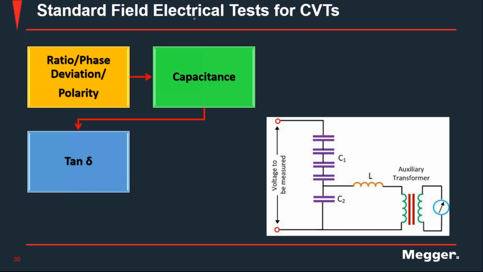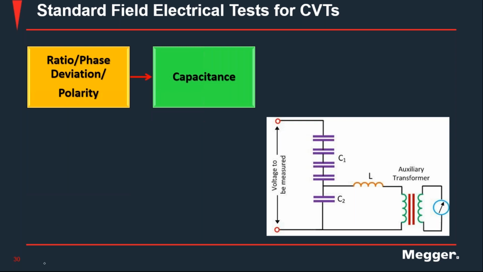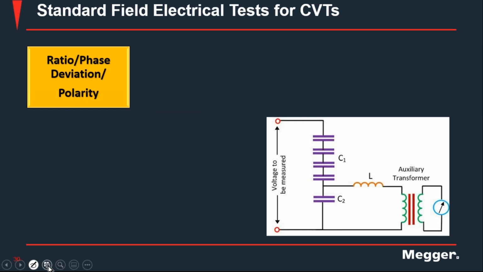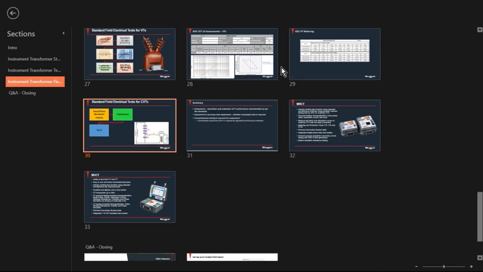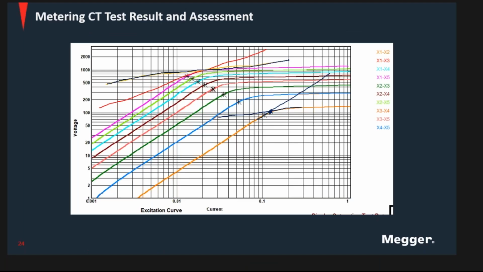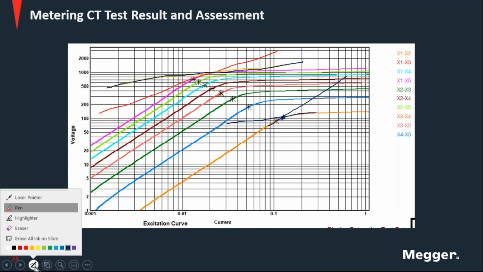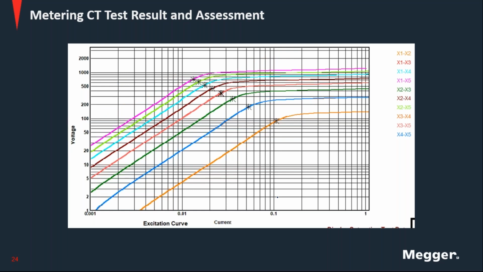Once you get your knee points from your measurements, you want to make sure you are operating within the linear performance of that CT. If you can help me show a saturation curve, what we're looking at again is to make sure that whatever our operating conditions are, we are within the linearity of that instrument transformer. Of course, to make sure that whatever we are getting on the secondary is a proportional representation of our primary value.